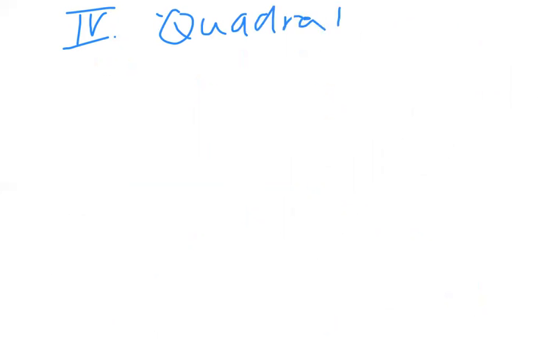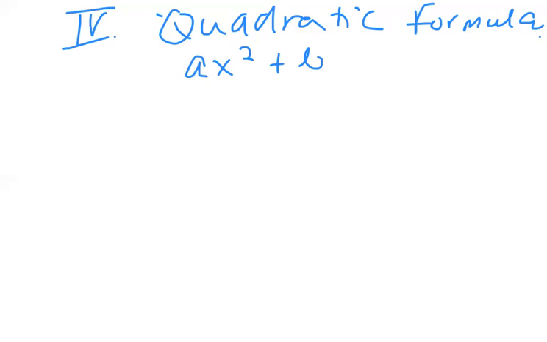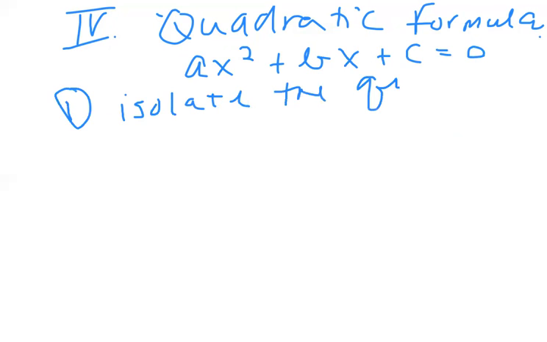So method number 4 is the quadratic formula. And everybody should be very comfortable with the quadratic formula. Now, you don't just go straight into the quadratic formula like that, guys. There are steps to the quadratic formula, okay? Remember, the quadratic equation is in the form of ax squared plus bx plus c is equal to 0. So the first step, guys, is to isolate the quadratic, as in get the quadratic by itself, set it equal to 0. Yeah, I know there are steps to this.